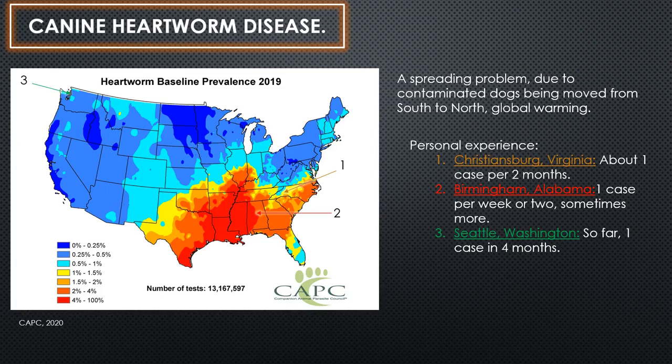And for the past 4 months, I've been working in Seattle, Washington, number 3 on the map. And so far, in 4 months, I've only seen one. However, these numbers might change in the future. For example, many dogs are being rescued from the southern states and taken north. And despite being tested, the test can give a false negative, which I'm going to explain later. Another example is global warming. Global warming is making more states warmer all year round and making it easy for mosquitoes to live and develop in.